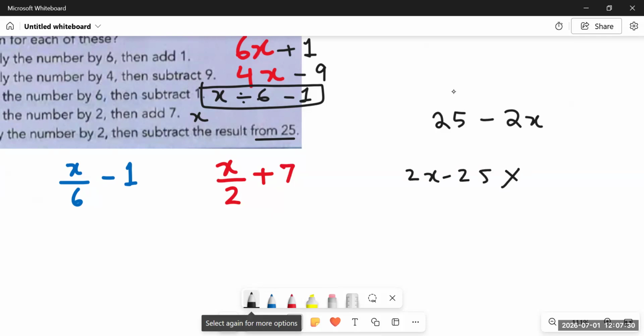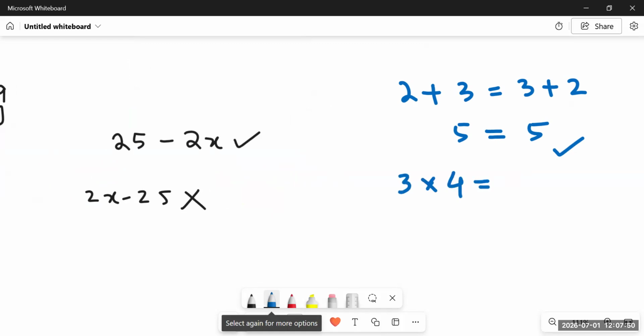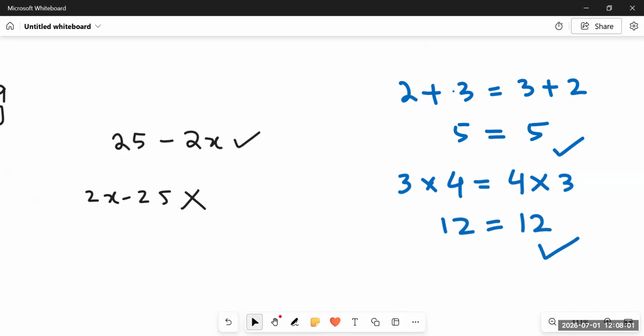This will be wrong. This is called the commutative law, because we know that 2 plus 3 is equal to 3 plus 2. Why? Because 2 plus 3 gives us 5, 3 plus 2 gives us 5. Both are the same. So this is called the commutative law of addition. Similarly, 3 multiplied by 4 is equal to 4 multiplied by 3 because both of them give us the same answer. 3 multiplied by 4 is 12. So 4 multiplied by 3 is 12. So this applies to both addition and multiplication.